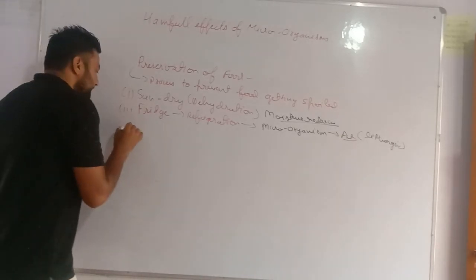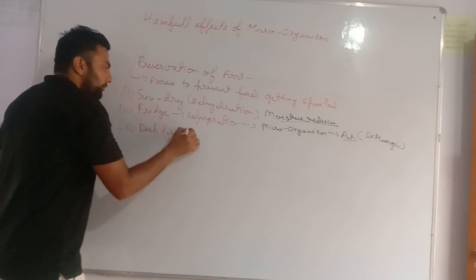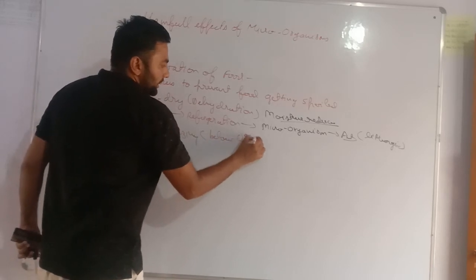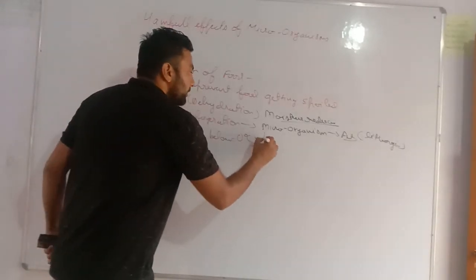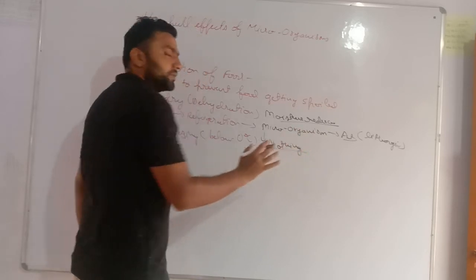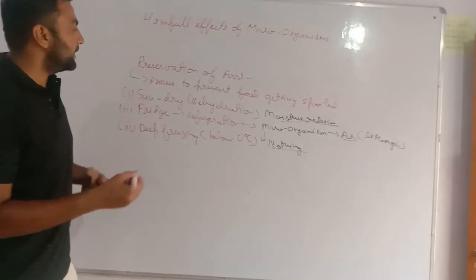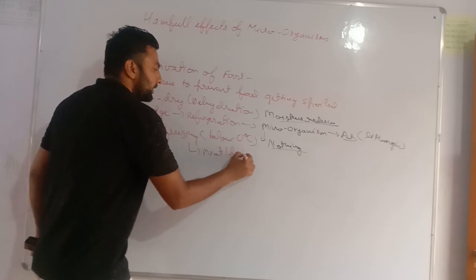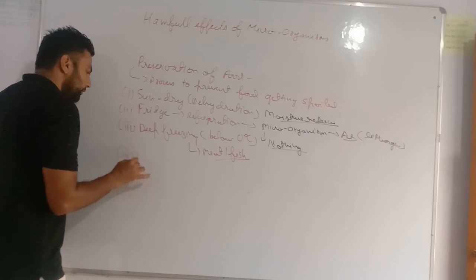Most important thing is deep freezing. Deep freezing means below 0 degrees Celsius. If I keep any food below 0 degrees Celsius, microorganisms are able to do nothing. Neither are they able to reproduce, nor are they able to act upon the food. So, very important, deep freezing. In deep freezing, especially meat and fish are kept for many months. See my dear students, even you can do heating.